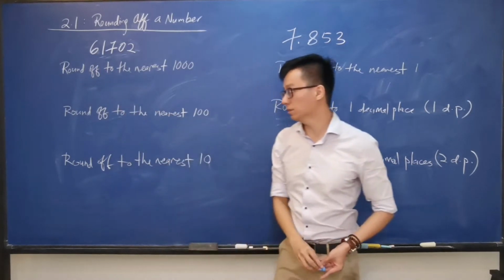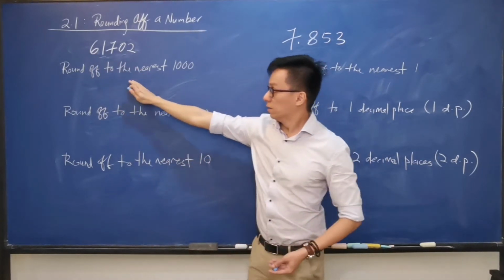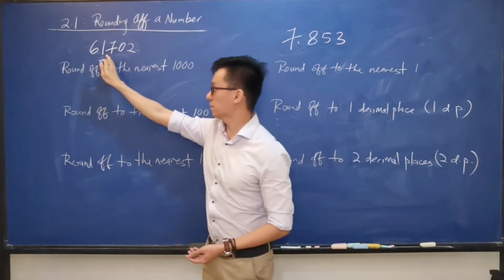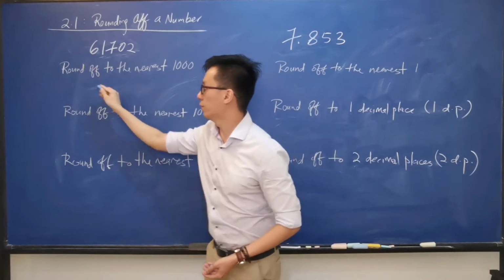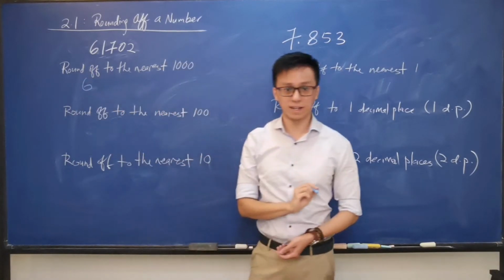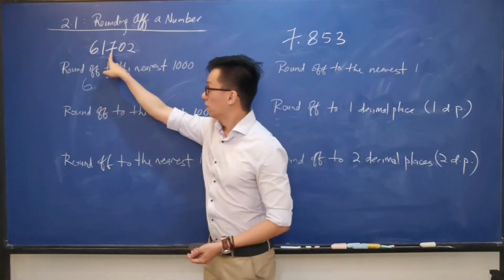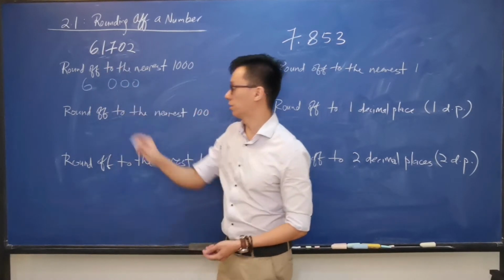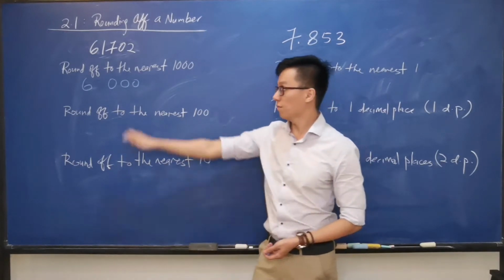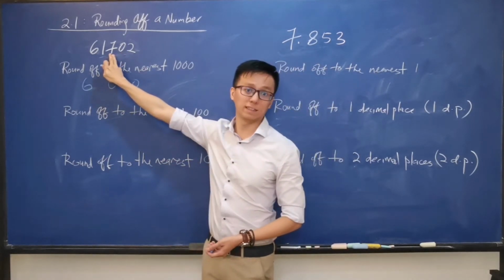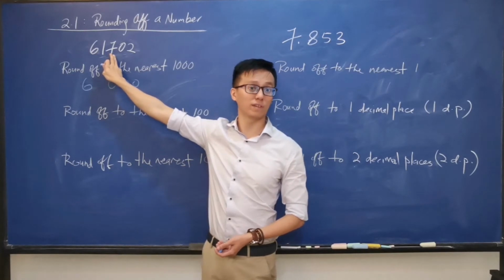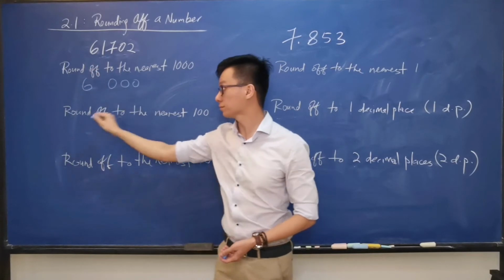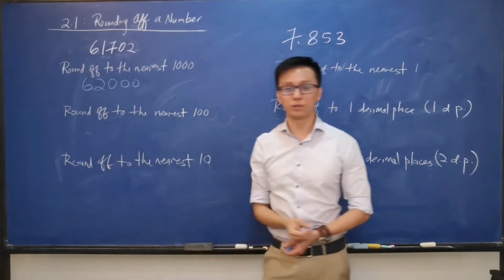So look at this example. Round off to the nearest thousand. The digit at the left of 1 will remain the same. The digits at the right of 1 will all turn to 0. Now, the digit at the 100 place is 7, which is more than 5. Hence, we will add 1 to this digit, make it turn to 2.